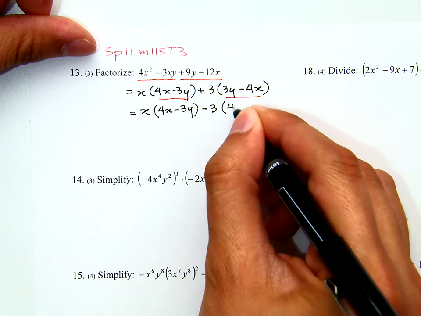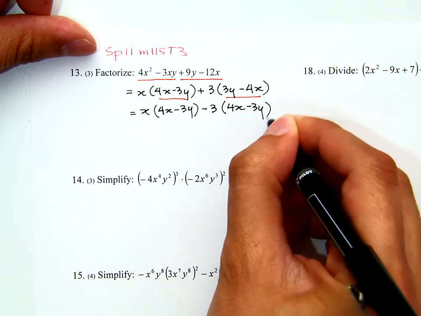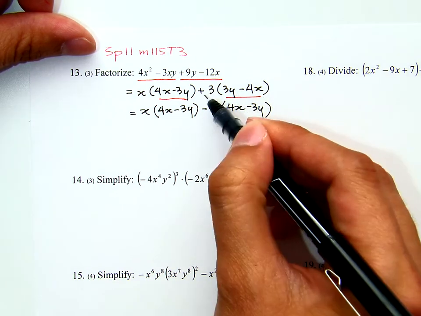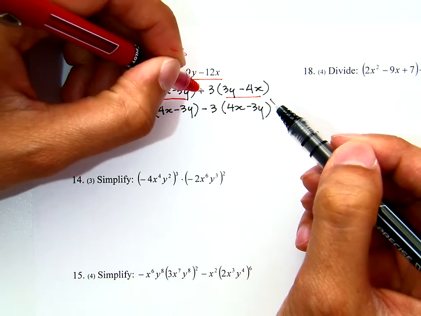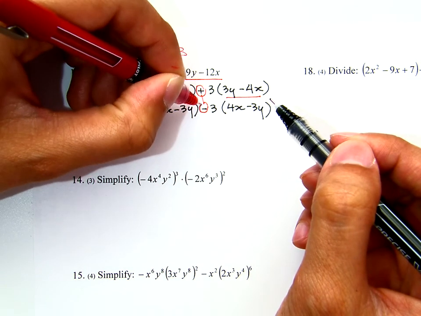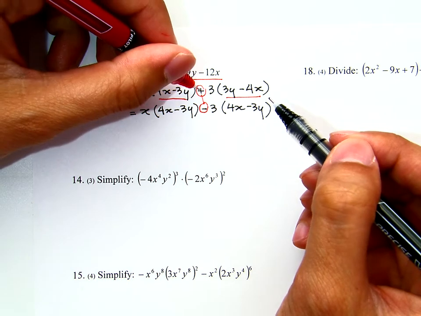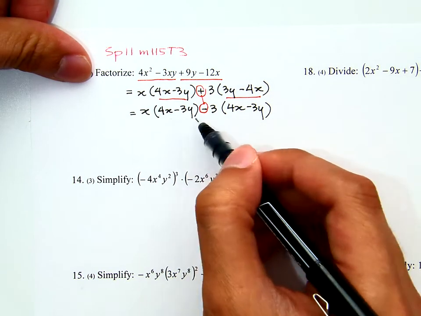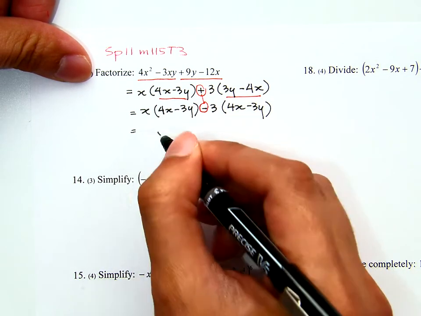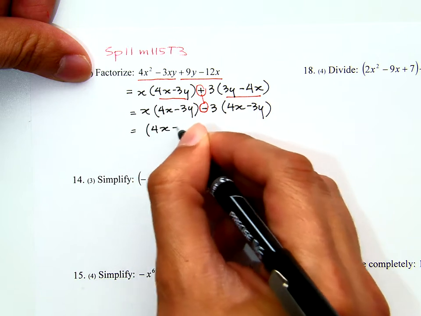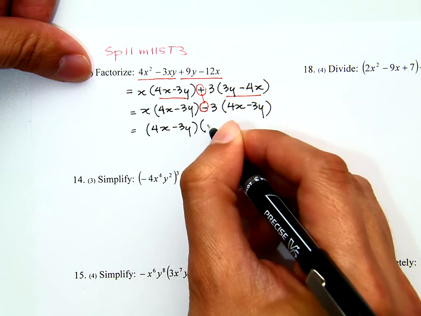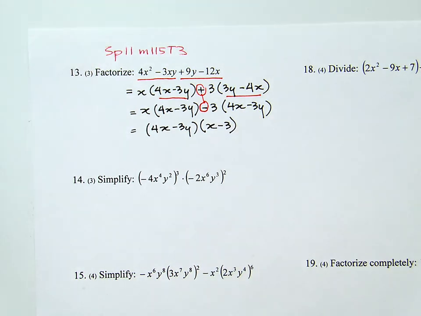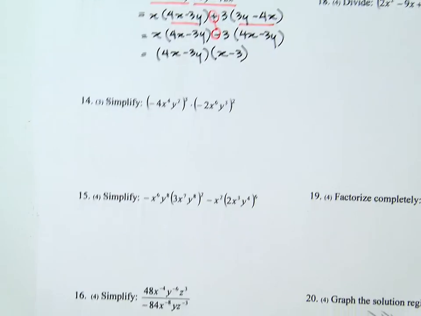Okay, now take a look. Once I reverse the order of subtraction, 3y minus 4x becomes 4x minus 3y. Then the plus sign here now becomes negative. If it were negative there, it becomes positive. Okay, now let's move on. We now have a common factor 4x minus 3y. Then what's left inside is x minus 3. Okay, that's for number 13.